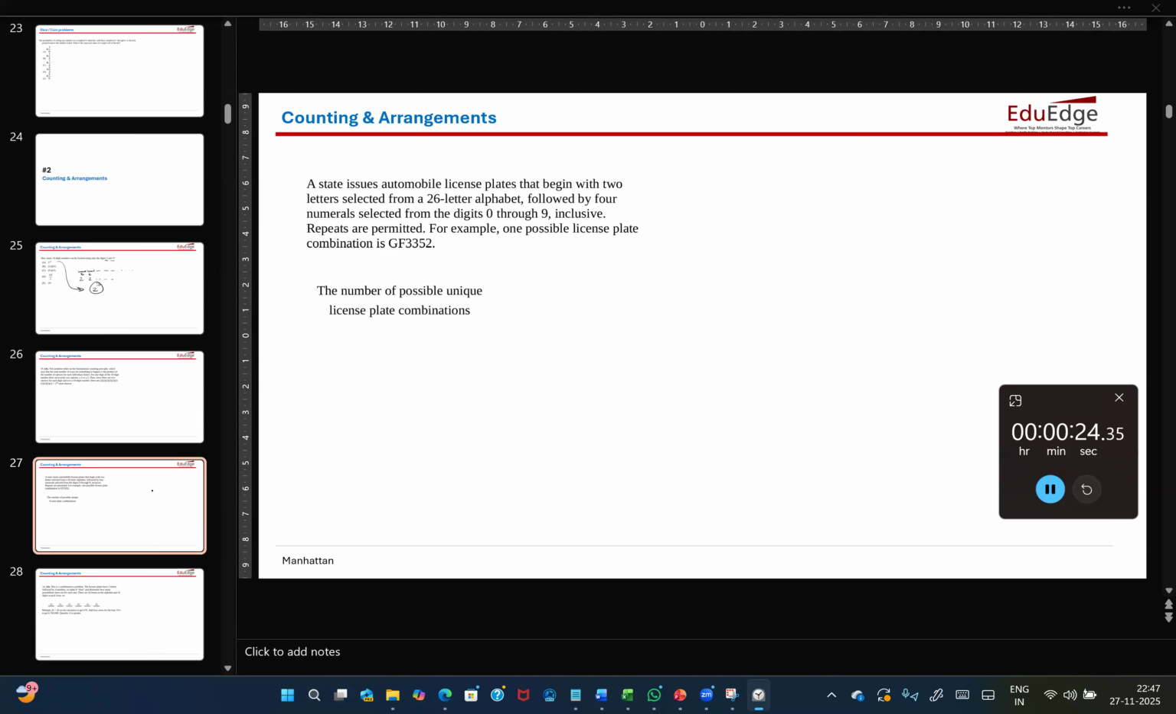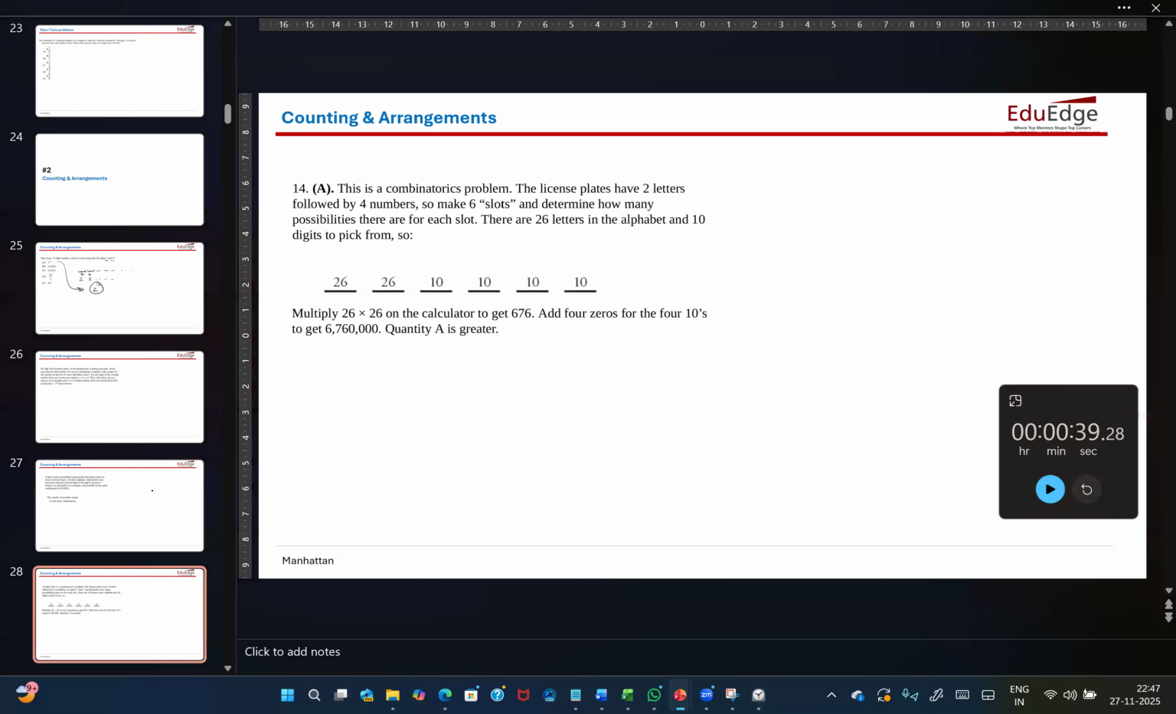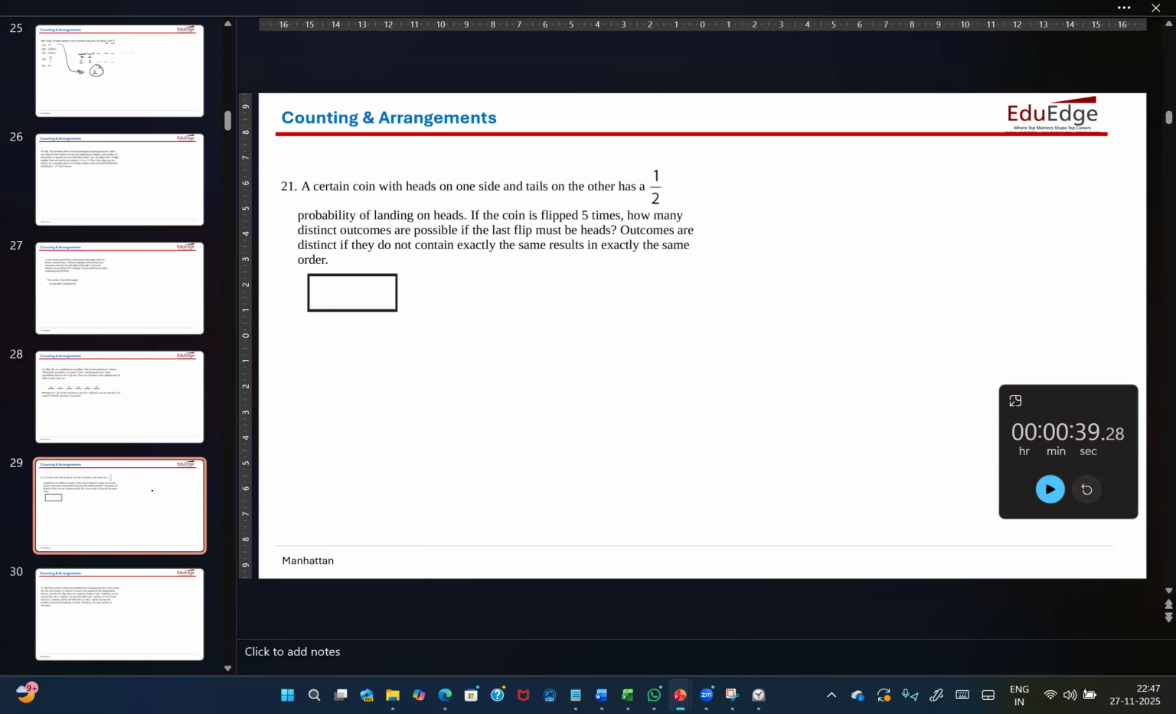26 square into 10 raised to 4, no? Yeah, 26 square into 10 raised to 4. That's right. Correct. Now you're getting it. Okay, all right. This one.